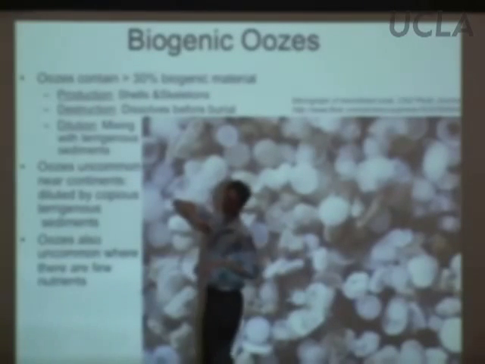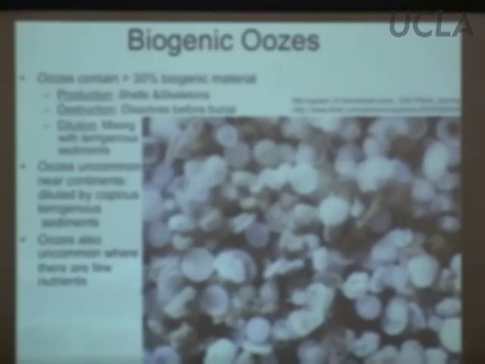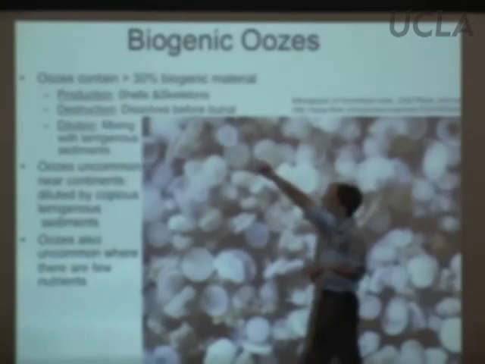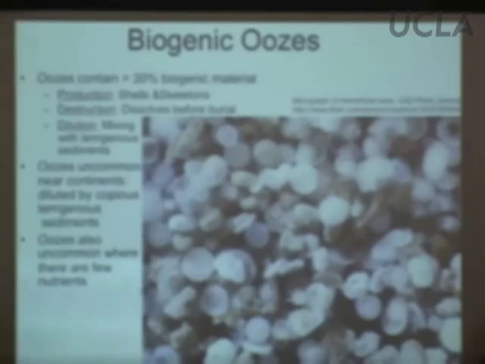How quickly are those materials being produced? Is there lots of microbial activity in the surface waters? Do those shells survive to accumulate on the seafloor, or are they dissolved before they can accumulate? And are they being diluted by copious amounts of terrigenous material that's coming in?